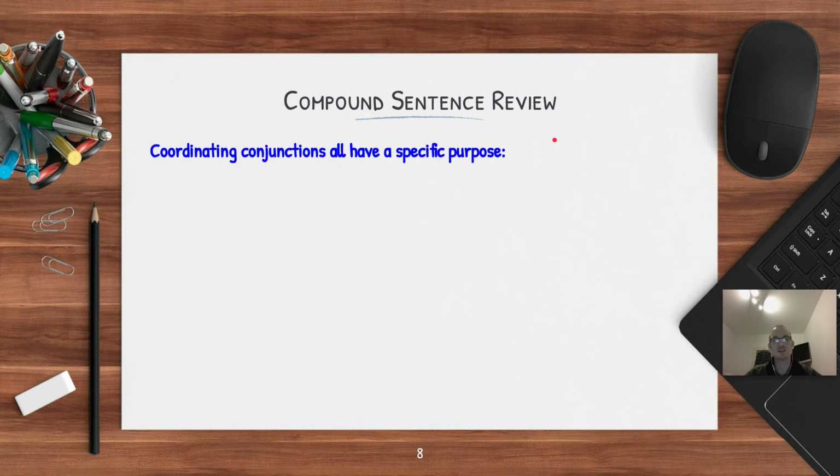So coordinating conjunctions all have a specific purpose. Some of you may remember the acronym FANBOYS, right? To remember all the coordinating conjunctions: for, and, nor, but, or, yet, and so. So let's take a look at each of those one at a time. The conjunction and is used to add information. Jill eats pizza, comma, and Max eats cereal.